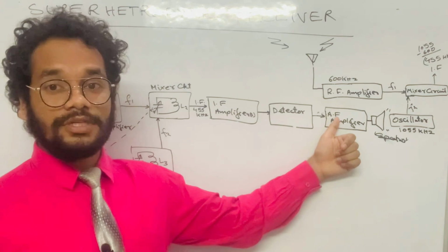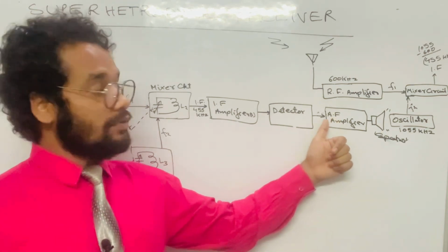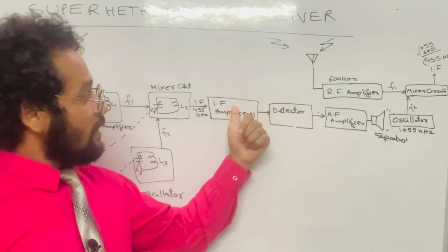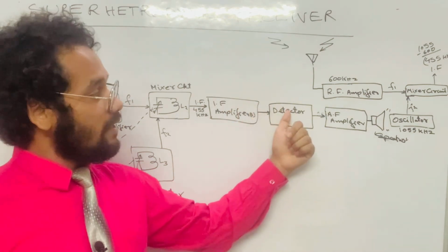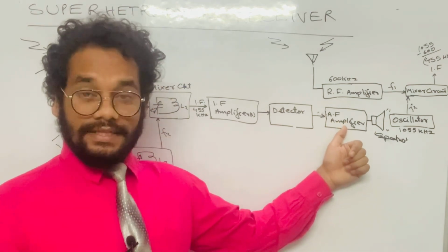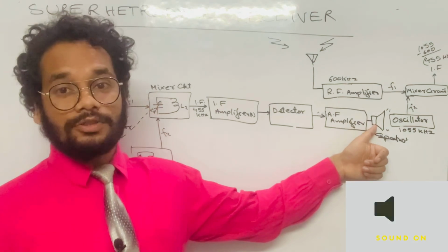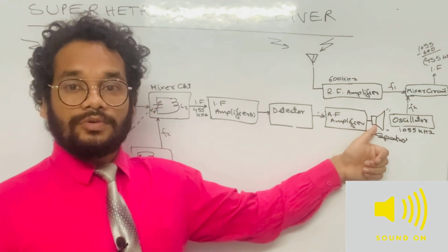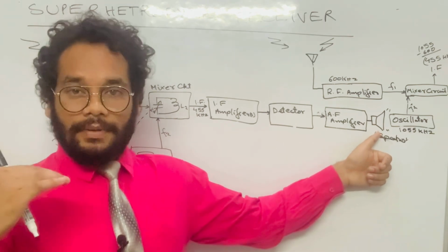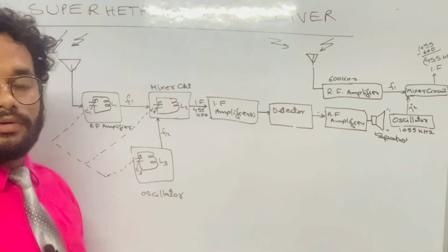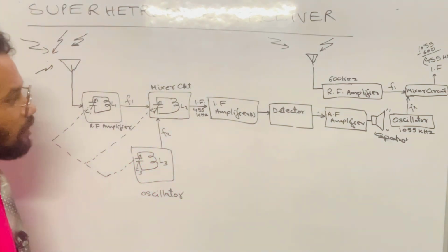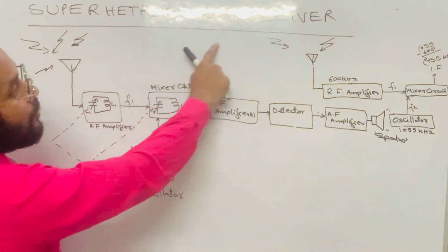Why audio frequency? Why not radio frequency here? It is because the detector has extracted the audio frequency signal from the last stage of the IF amplifier and then given it to the AF amplifier. The AF amplifier will amplify the signal to a certain level suitable to be given to the loudspeaker. Then the loudspeaker produces the audio in the form of sound waves, of a strength equivalent to the sound as transmitted from the broadcasting station. So this is all about the superheterodyne receiver.